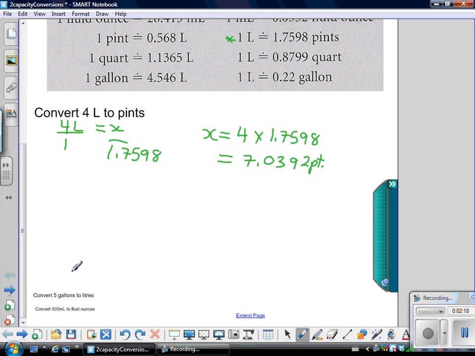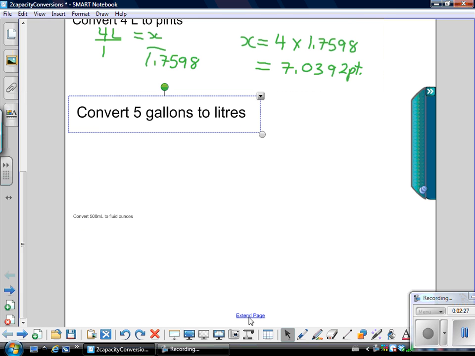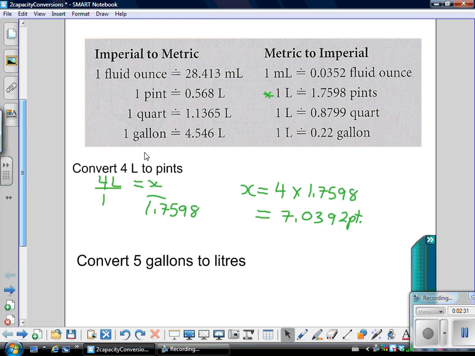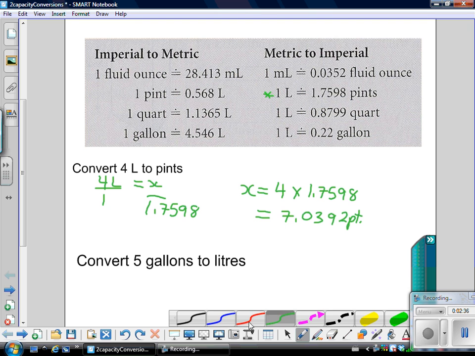Okay, so now let's look at the second question. The second question is converting gallons to liters. So again, what we do between gallons and liters, we go back up and we find the conversion between gallons and liters. And this one I'll do in blue. Gallons, liters, there it is.